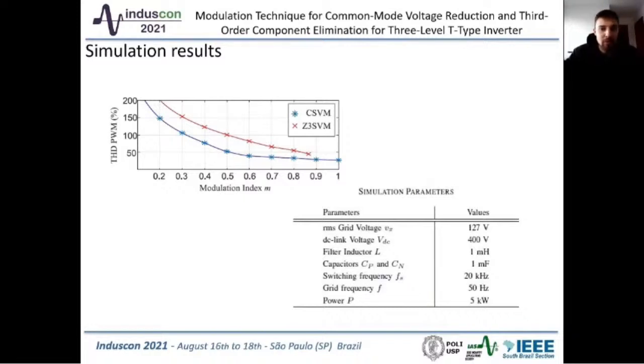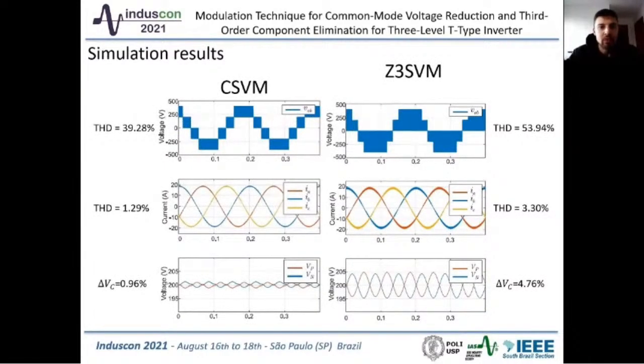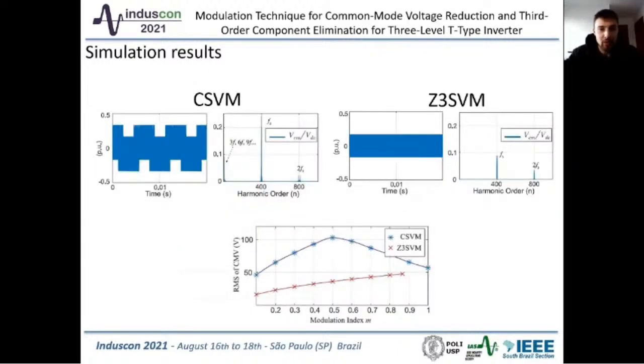The simulation parameters are summarized in the table on the left. Here we have the simulation results for both strategies. As expected, the proposed strategy has higher THD of the phase current and also higher voltage ripple on the clamped capacitors. Here we have the simulation results for the common mode voltage.